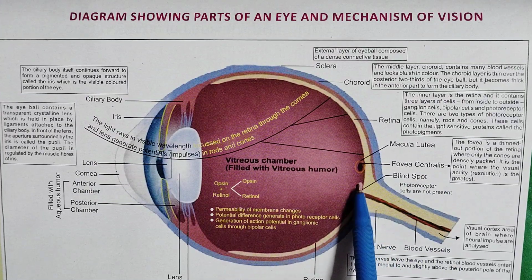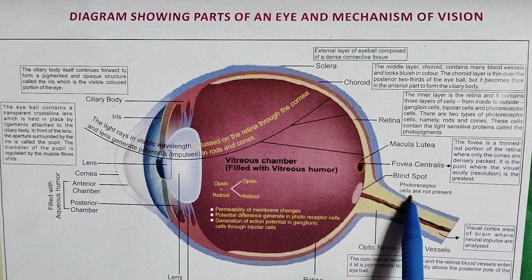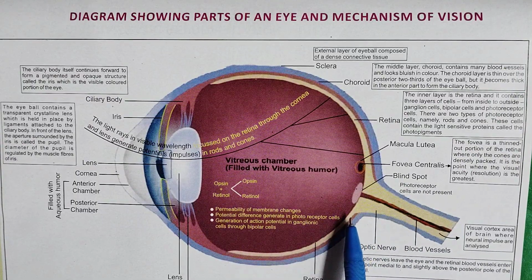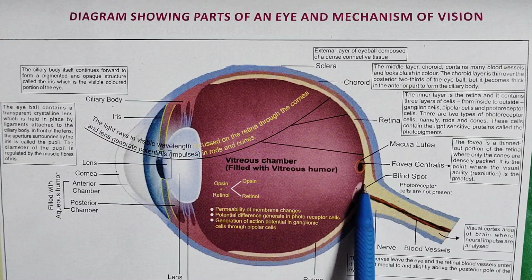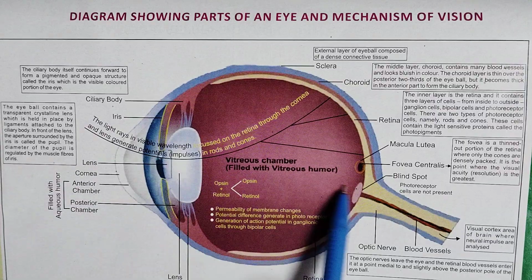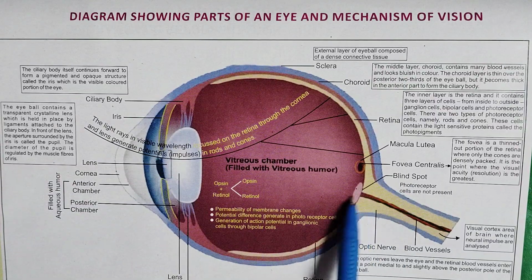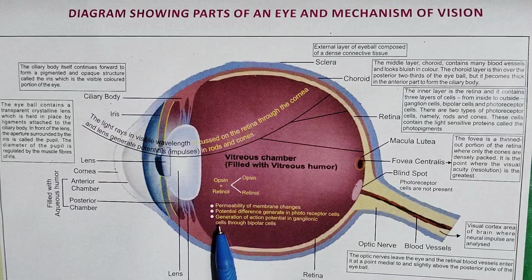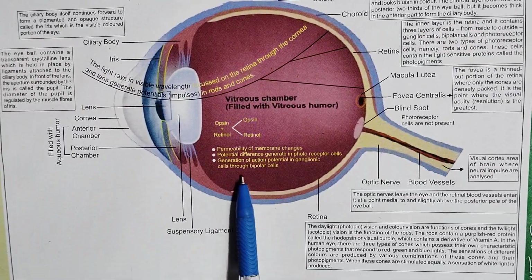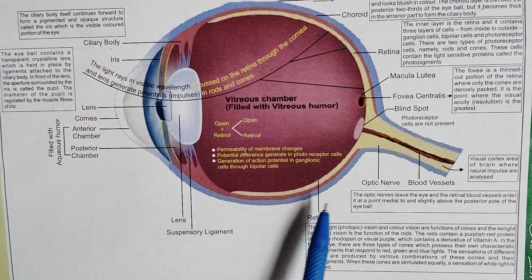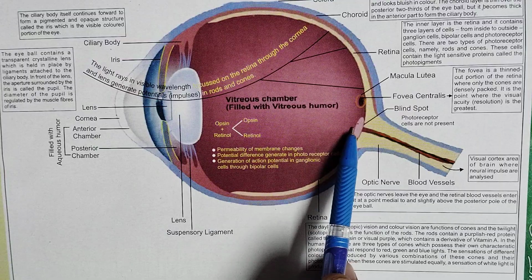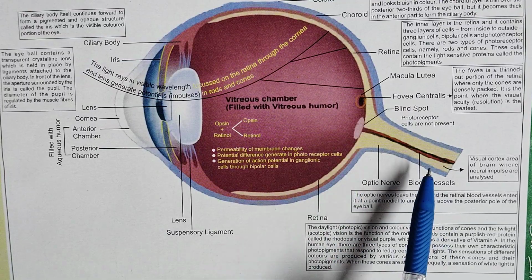Now there is the blind spot. Photoreceptor cells are not present at the blind spot. So for people blind by birth, the focus of light from the lens is on the blind spot. This is a genetic problem and it can pass to the next generation, because light is focused on the blind spot. The blind spot does not form images.